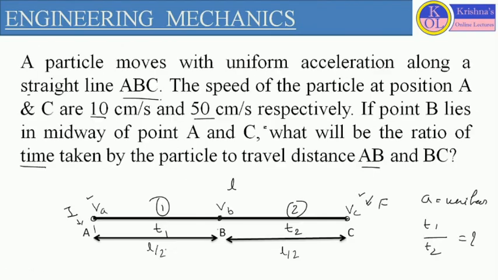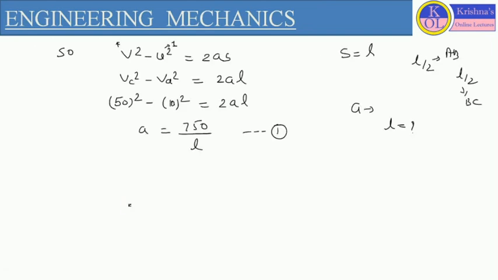Now here in this diagram, let us consider path AB. For the AB path, the initial velocity is VA and the final velocity is VB. If we apply the same equation for VA and VB, this equation will become VB square minus VA square equals 2A into L by 2. Final velocity is VB, initial velocity is VA, and in place of S we will put the total length of the path, which will be L by 2.